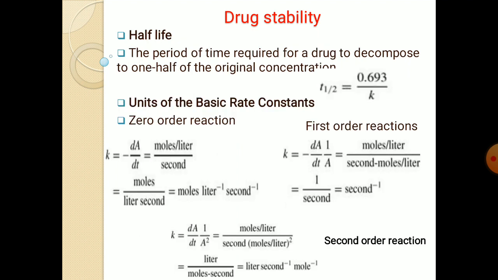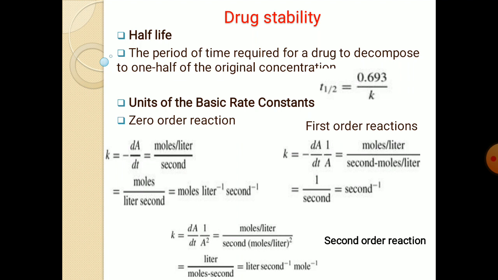Now the next concept is half-life, that everyone might know. It is the period of time required for a drug to decompose to one half of the original concentration. It means if the original concentration is 100, then the time required to decrease the concentration to 50% is known as the half-life. Now the half-life equation is different for the different orders. The equation shown here is the first order equation, that is T half is equal to 0.693 upon k. Similarly, we can have it for the second order or the zero order also. So that is the meaning of half-life.